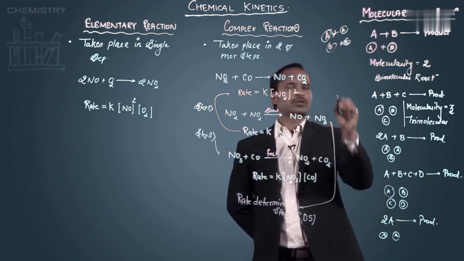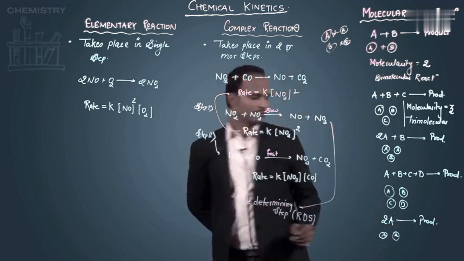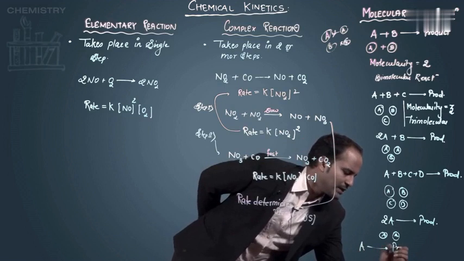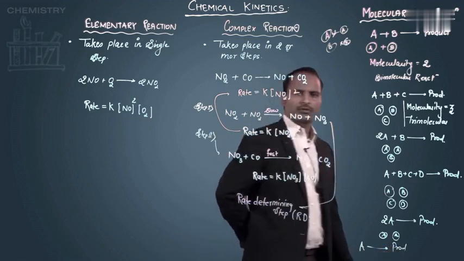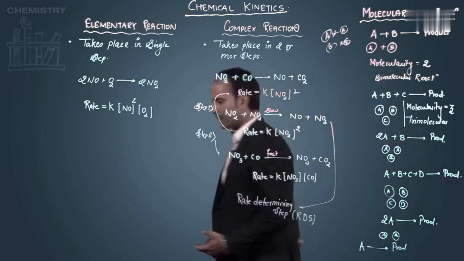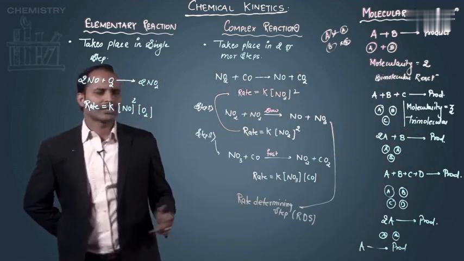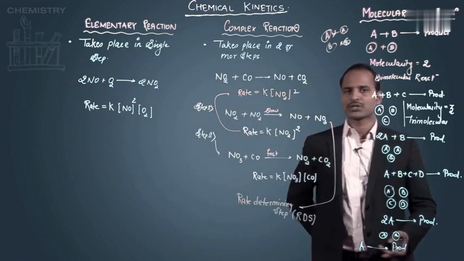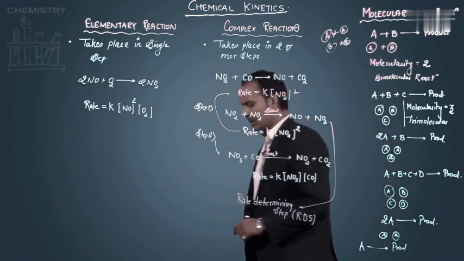Suppose another example where only a single molecule A is giving product. A giving product means there is only one molecule, so it will be a unimolecular reaction, that is, the molecularity is 1. So such reactions are decompositions. Only a single molecule is forming a product. So such reactions are examples of unimolecular reactions.